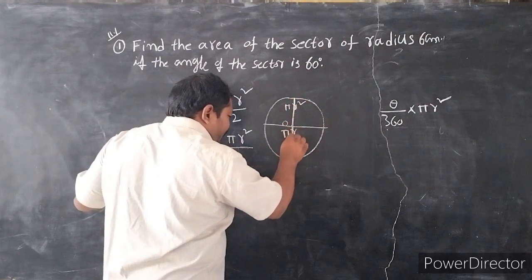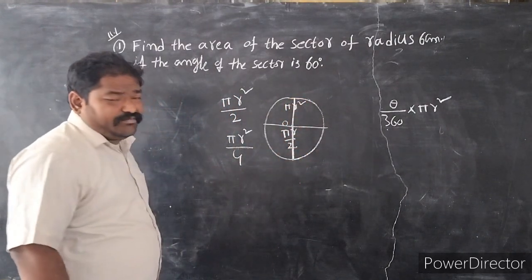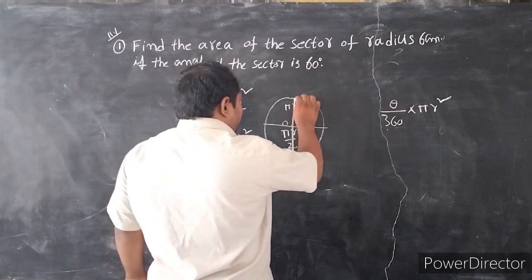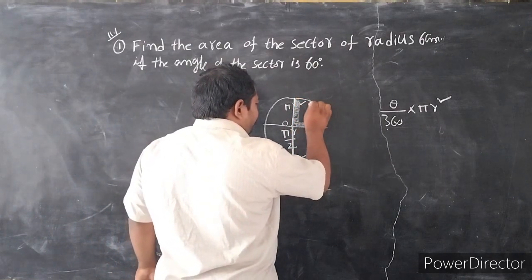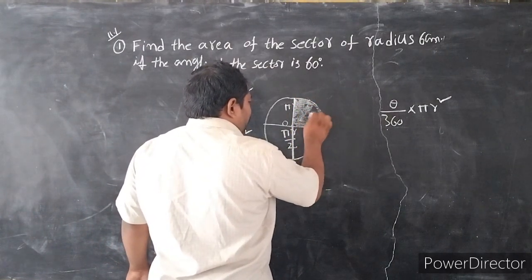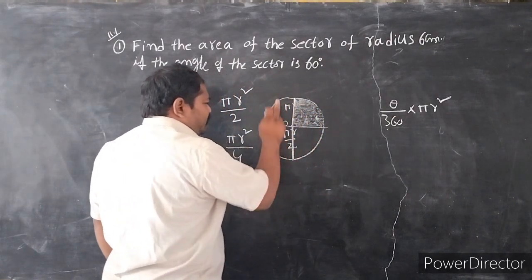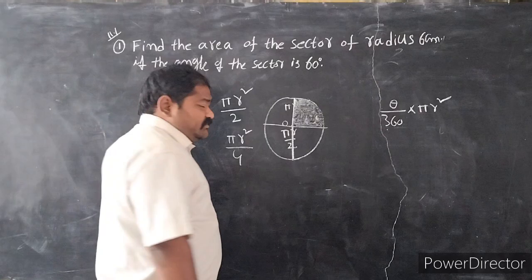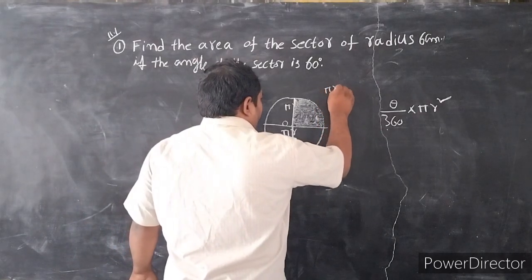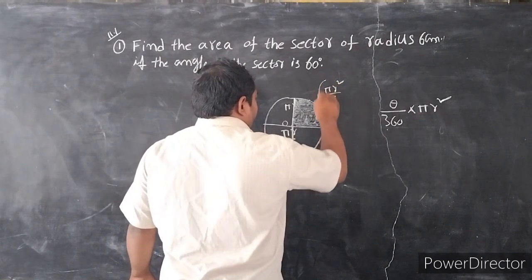Area of the quadrant of a circle. Quadrant means one part. If you divide a circle into 4 parts, this is the quadrant, or this is the quadrant, or this is the quadrant. Quadrant means 1/4. Therefore, pi r square by 4 is the area of the quadrant.